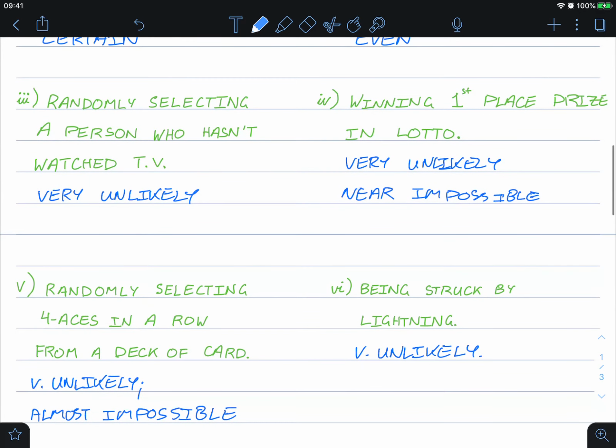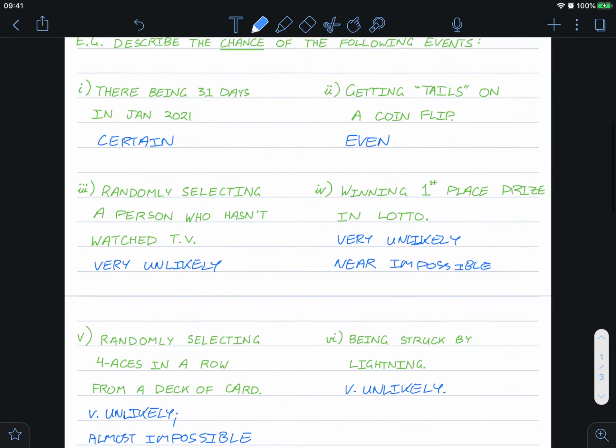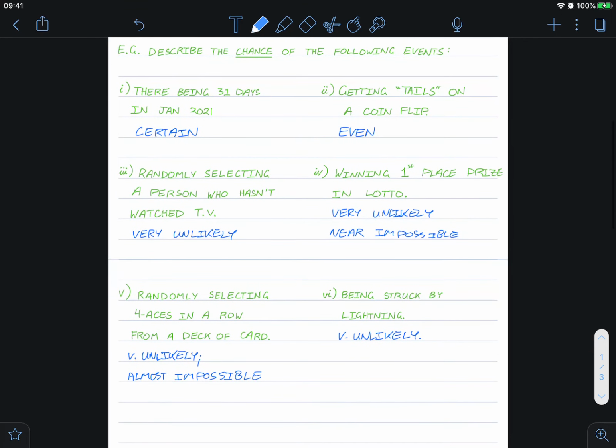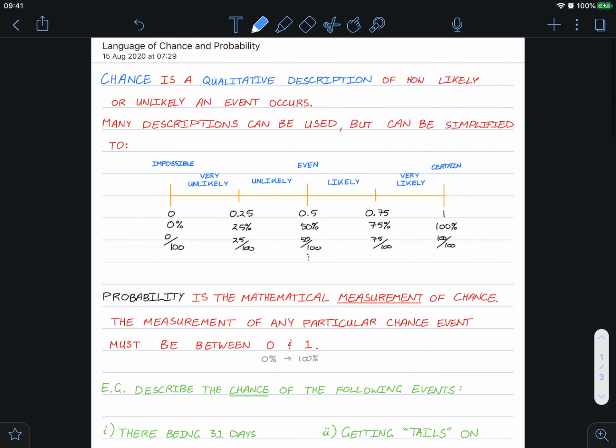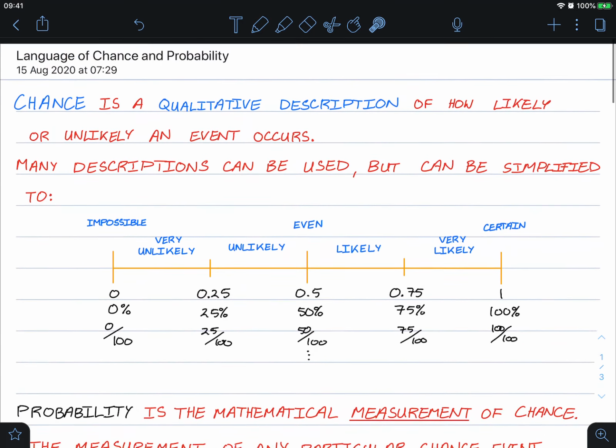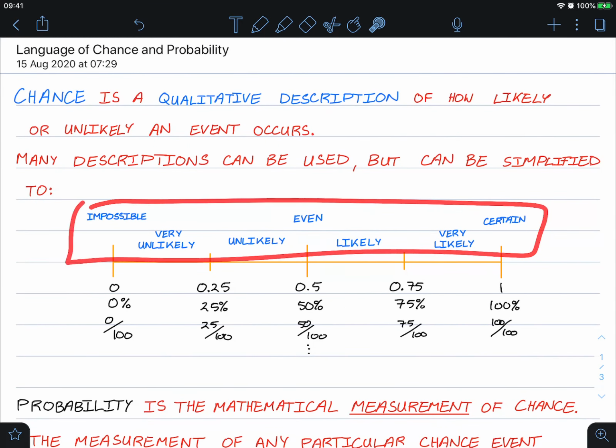In hindsight, I've kind of picked a bad range of questions to do as an example, but I hope you get the idea that when it comes to chance and probability, they are not necessarily the same thing. Chance is a description, whereas probability is an actual calculation of some sort.